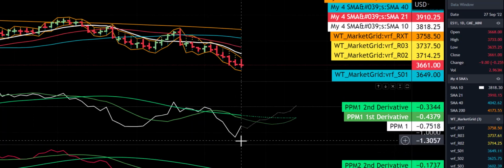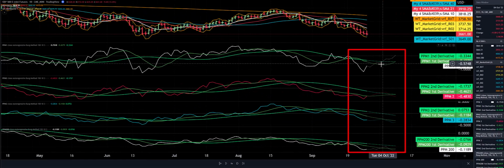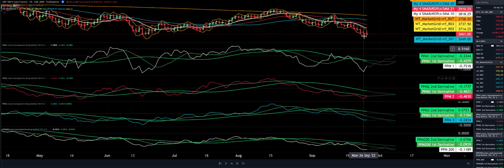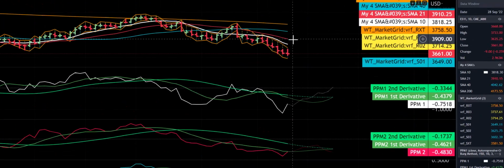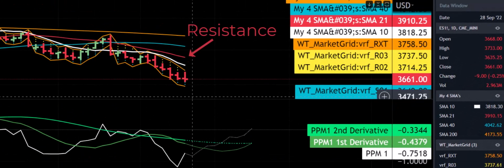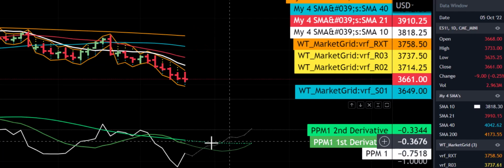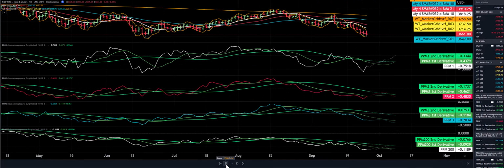Now, this is a key point that I stopped the chart at. Notice all of the PPMs have just turned up, but look, it's predicting that we're going to go back above the moving averages. PPM2 is still going to be negative, so that means that the 21-period moving average is still going to be a major resistance point, but the indicators are suggesting that we're going to go back above the 10-period moving average. Let's watch and see what happens.